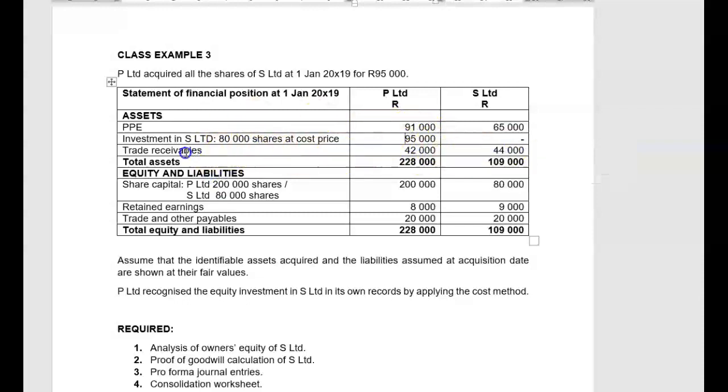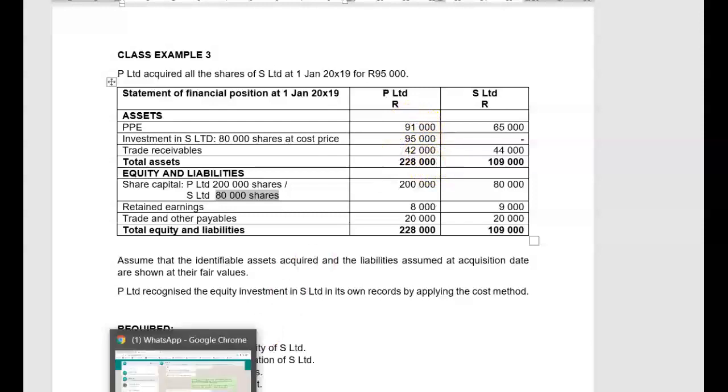Trade receivables, total assets, equity and liabilities. P Limited had 200,000 shares in issue and S Limited had 80,000 shares in issue. So again, P Limited acquired all the share capital of S Limited. Retained earnings 8 and 9,000, trade and other payables 20 and 20. Assume that the identifiable assets acquired and the liabilities assumed at the acquisition date are shown at fair values. P Limited recognized the equity investment in S Limited in its own records by applying the cost method. So that was the original price that he paid for those shares.